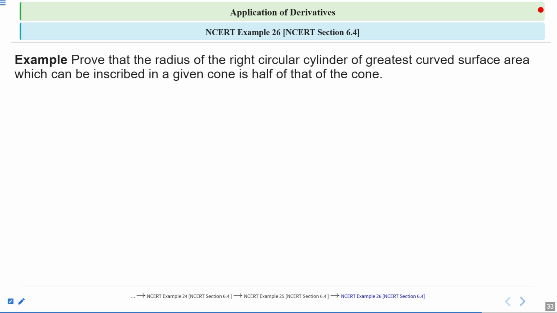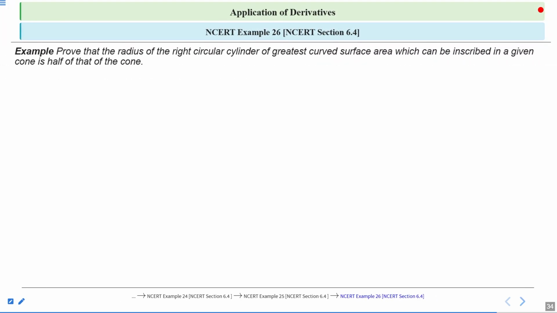Okay. So we can see the solution. How can we solve this? We have to basically maximize the surface area, right? So let us see. The question is to prove that the radius of the right circular cylinder of greatest curved surface area which can be inscribed in a given cone is basically half of that of the cone. Let us see the solution part.